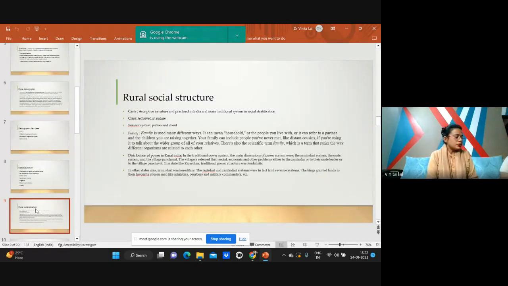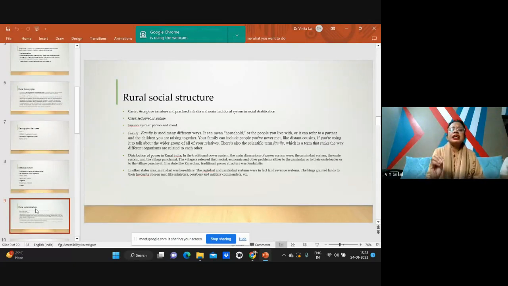As we all know, village, community, family, and caste are the basic components of rural social structure. If you observe what rural social structure is, we can say family and caste. Class is another thing, but family and caste are the major components. It is necessary to understand the nature of society, and every society consists of different parts such as individuals, groups, institutions, associations, and community. So we come to the first concept, caste.